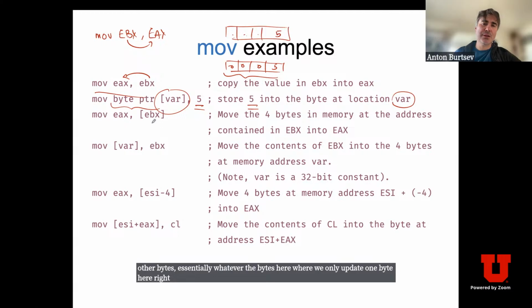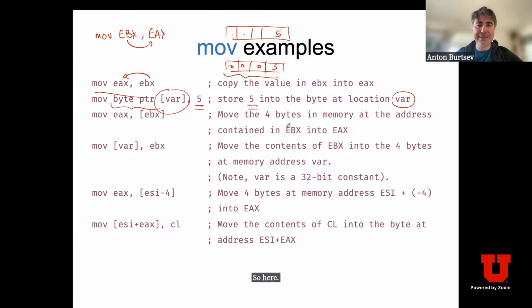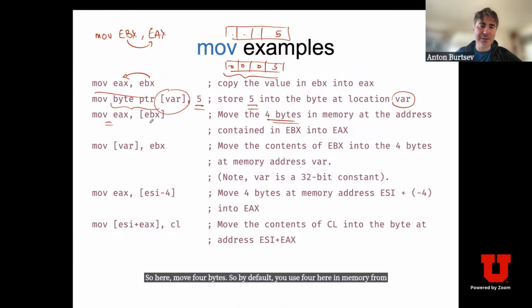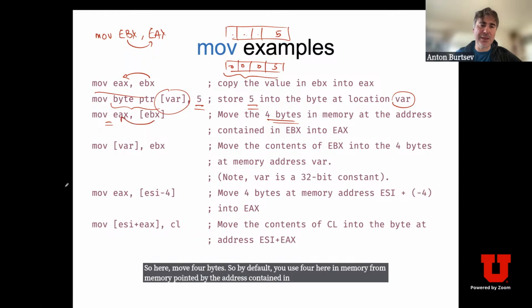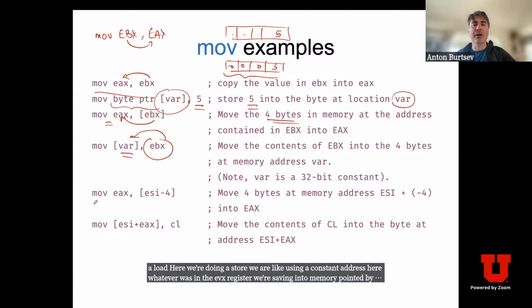So here, move 4 bytes. By default, you use 4 bytes here, from memory pointed to by the address contained in EBX into the EAX register. So this is a load. Here we're doing a store. We are using a constant address here, whatever was in the EBX register, we're saving into memory pointed to by this address, the var variable.